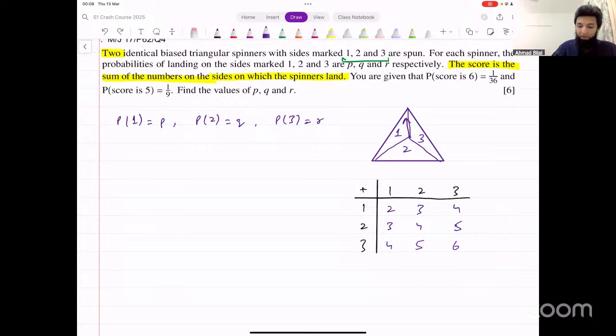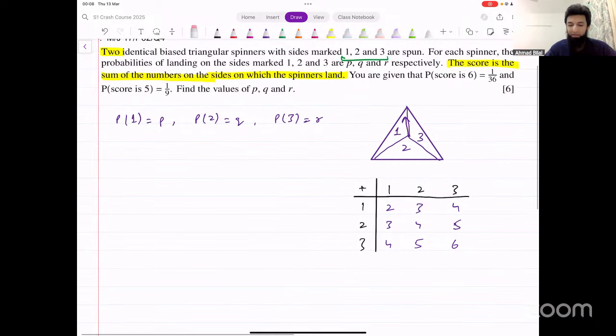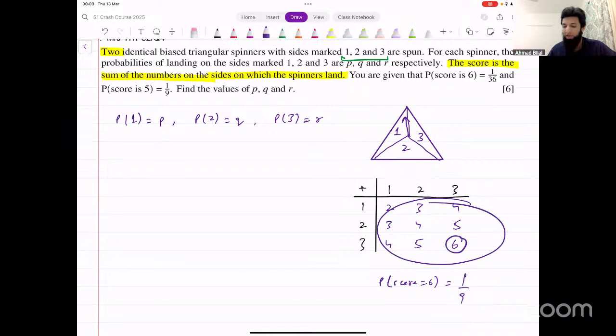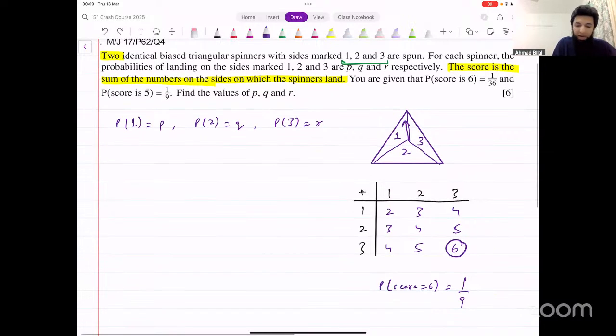Now, keep in mind, all of these outcomes do not have equal probabilities. So you can't find probabilities like this. You can't say that the probability of getting a score of 6 is equal to 1 out of 9, because this is 1 out of the 9 possible outcomes. That would be wrong because these are biased spinners. These are not fair spinners. All the outcomes do not have the same probabilities. So we can't do number of favorable outcomes divided by total number of outcomes directly on this because the probabilities are not equal. Keep that in mind. That's an important point to understand here.